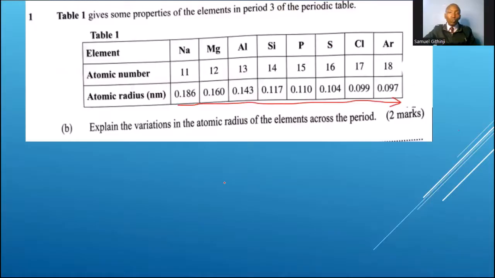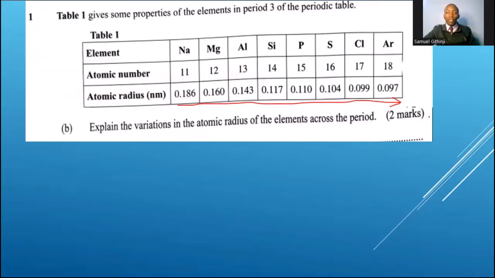Going on to question 1, part B. The student was to use the very same table and then explain the variation in atomic radii of the elements across the period. My student, there was a free mark just to state. First of all, look at the trend: 0.186, 0.160. Look at the trend.